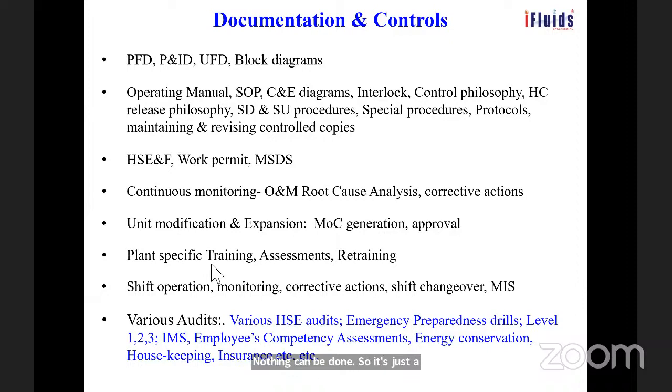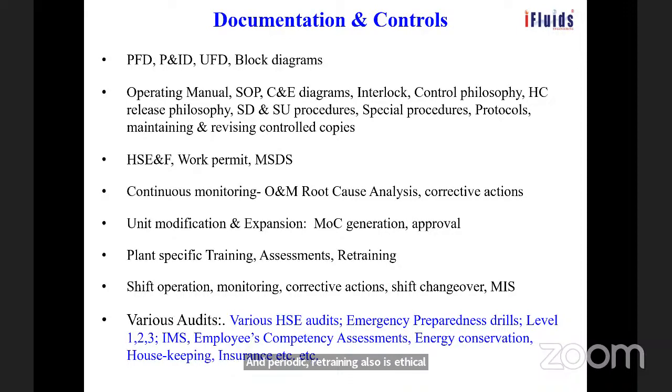And plant-specific training is given to all the people, whether it is operation or maintenance, whoever it is. Even the contractors are also given training and assessed, because without that, there was no surety whether the person can do the job. That's why the assessments are very important. And periodic retraining also is effective.